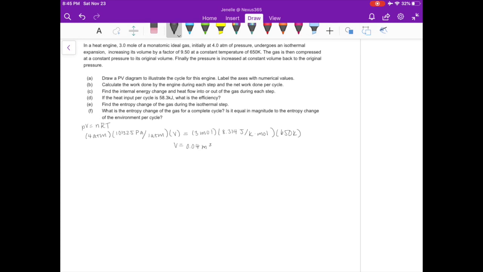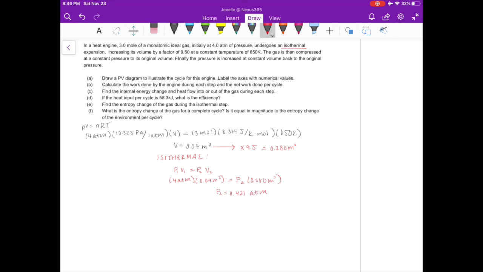The problem states that the next step is isothermal, and the volume expands by a factor of 9.5. Therefore, we know that the final volume of the gas after the second step is going to be 0.38 meters cubed. And since we are told that this is isothermal, we can set up a relationship between pressure and volume. P1V1 should equal P2V2. Plugging in our initial pressure and our initial volume, we can solve for our final pressure after plugging in the new volume that we just found. And so after this isothermal step, we get that the new pressure is going to equal 0.421 atm.